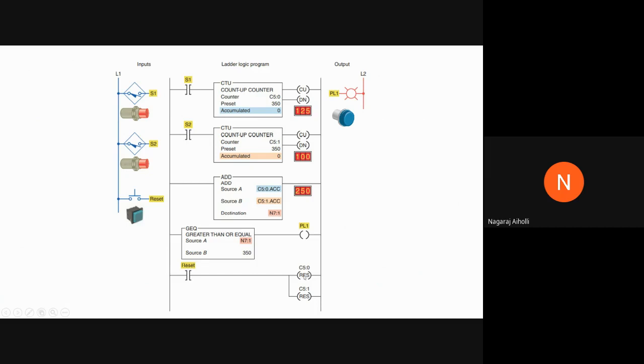Then there is a reset instruction to reset the values. If we want to reset the first counter C5:0, we can reset it. Similarly, in parallel, the second CTU count up counter instruction will also be reset. This is how we add the two counter values and check whether the addition of the two count values is equal to 350 or greater than 350. I hope this program is clear to everyone. Yes.